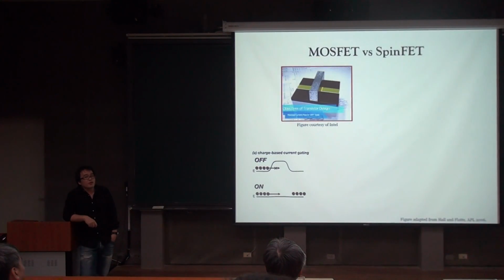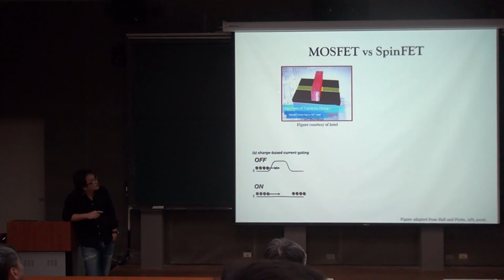So what is a spin FET? Before going to a spin FET, we look at what a MOSFET is. If you ever studied microelectronics, that's quite easy. If you haven't, that's okay. Because you have the electron current flowing here, like a yellow spot.